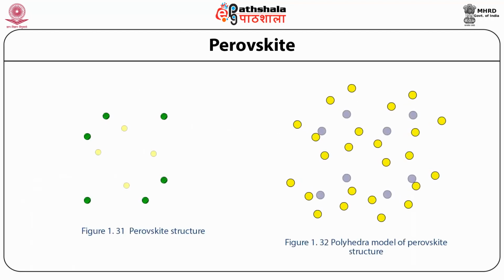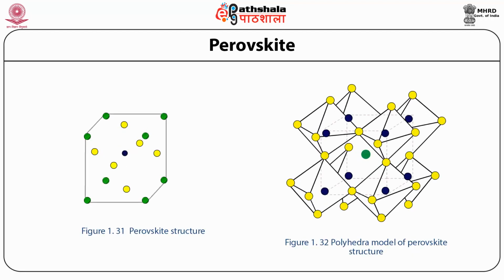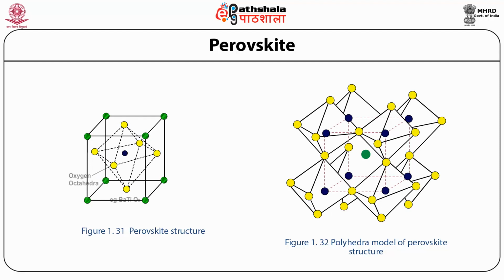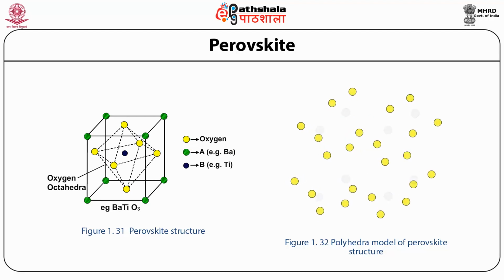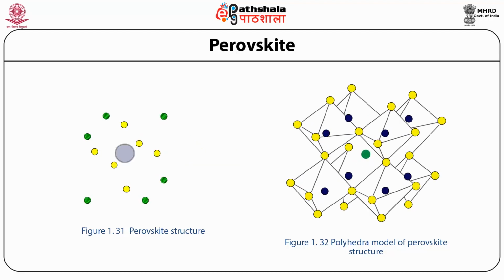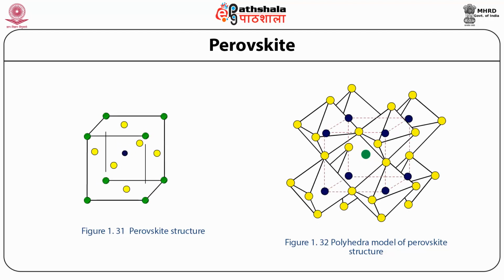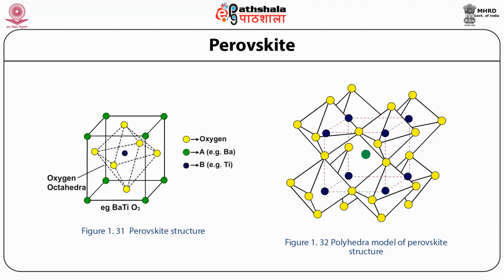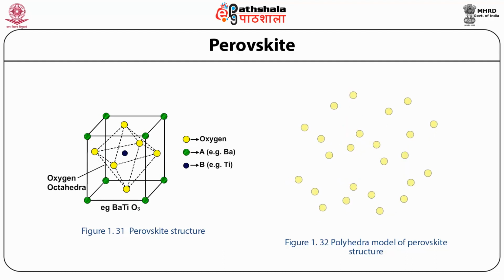So students, we have discussed what the perovskite structure is. Now you can see on the left hand side the structure of perovskite, which is ABO3 type. As the structure shows, it has 3 types of atoms: A type, B type and oxygen atoms.